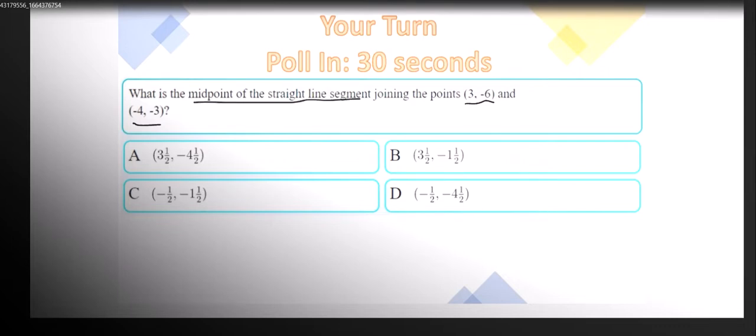Do you remember what we do? Add the x values and divide by 2. Add the y values and divide by 2. But look at the answers. You're going to see that you're going to have to think about it. Don't rush through this. I'm going to pull up the poll, and you're going to put in answer A, B, C, or D in just a minute, and I'll start the timer.